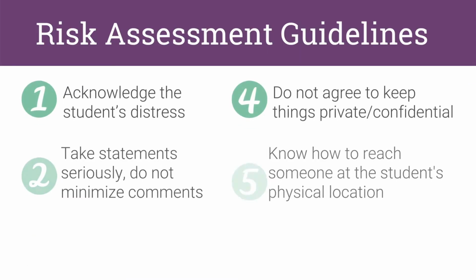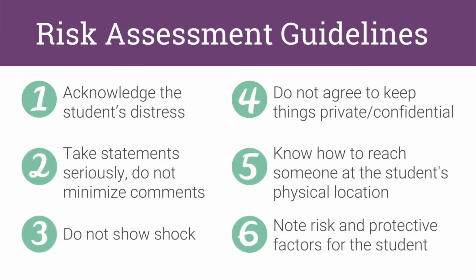So let's talk about some steps in a risk assessment. First off, some general guidelines. Number one, acknowledge the student's distress. Number two, take statements seriously and do not minimize the comments. Number three, do not show shock. Number four, do not agree to keep things private or to confidentiality on this topic, because you cannot ensure that. Number five, always ensure that you know how to reach someone at the physical location of the student. And number six, be familiar with the risk and protective factors for the student, as well as potential warning signs. We've included a handout on this topic for more information.